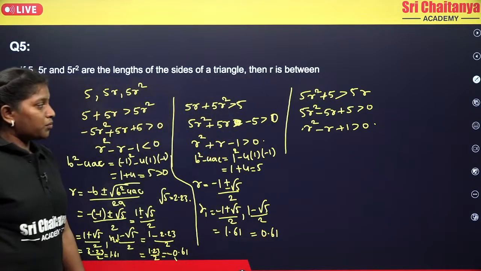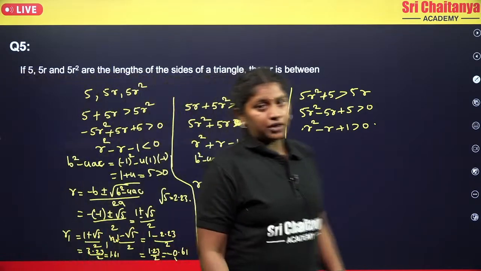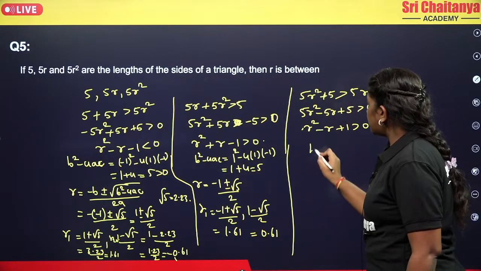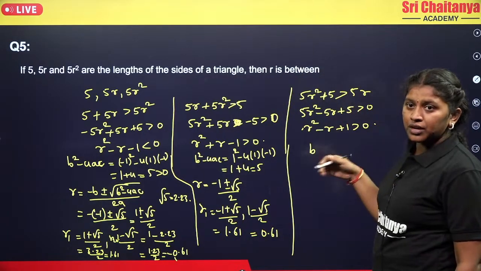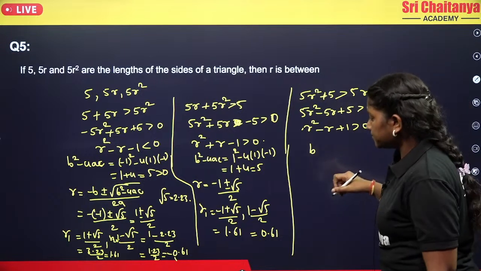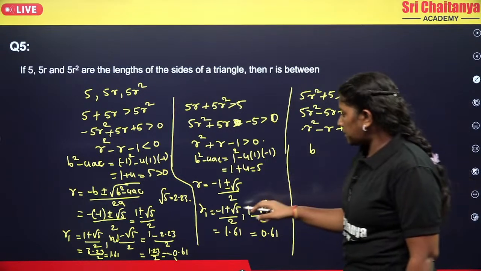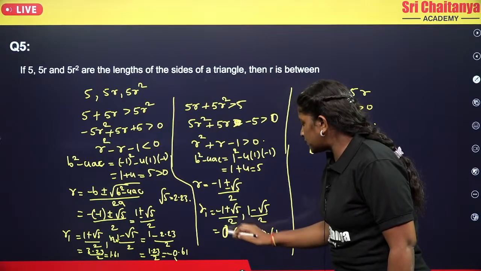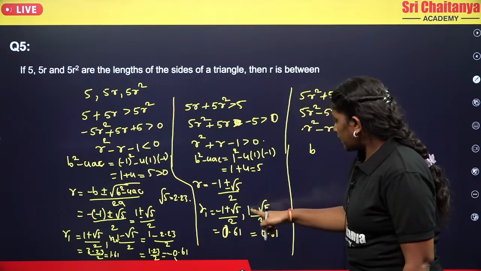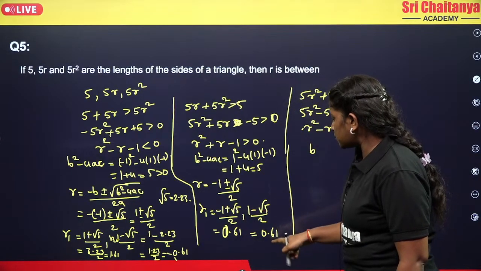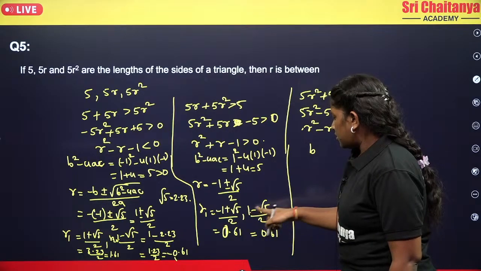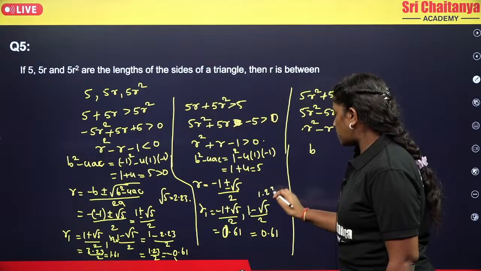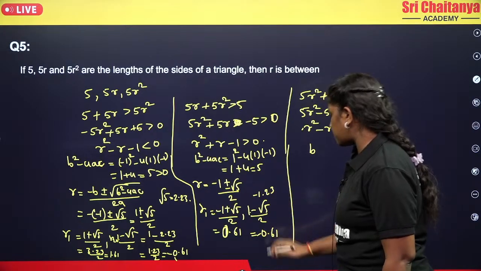Okay, so now moving to the last, third inequality. Before solving the inequality, we need to find the b square minus 4ac, right? So 2.23 minus 1, so 1.23 you will get, which by 2 gives you 0.61. And 1 minus 2.23, so minus 1.23 you will get, which here will be your minus 0.61.